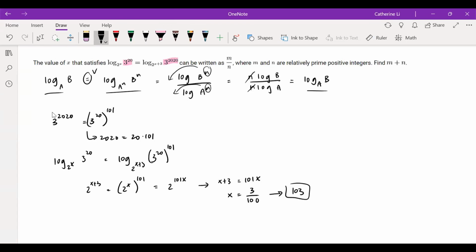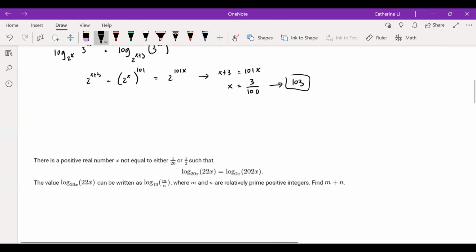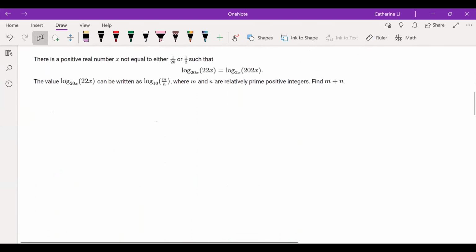Okay, so that wasn't so bad. And it just uses a few of those properties that we just looked at. Hopefully that made sense. And we'll move to the next one.